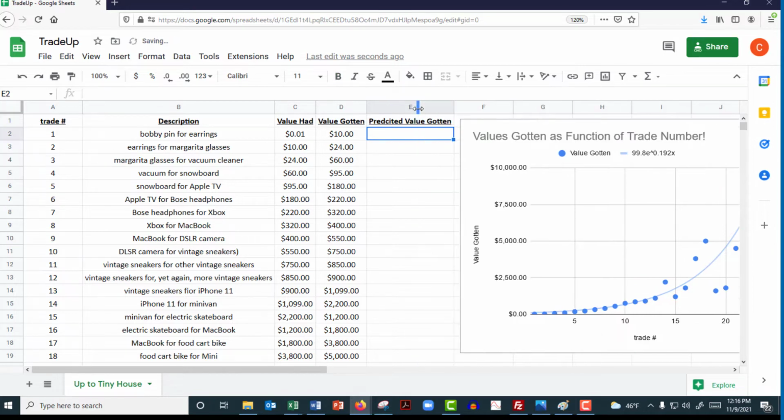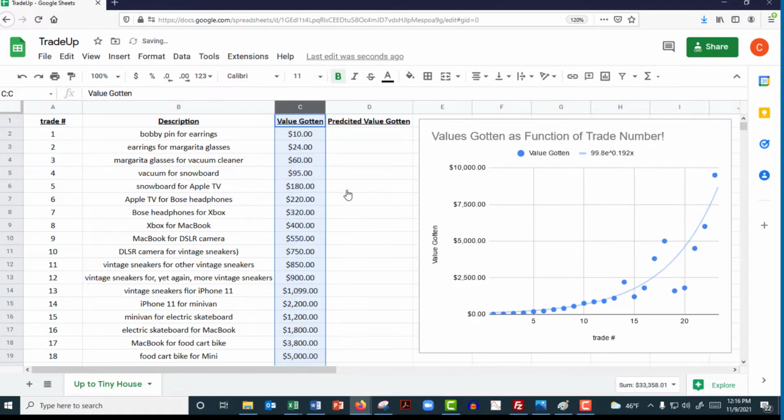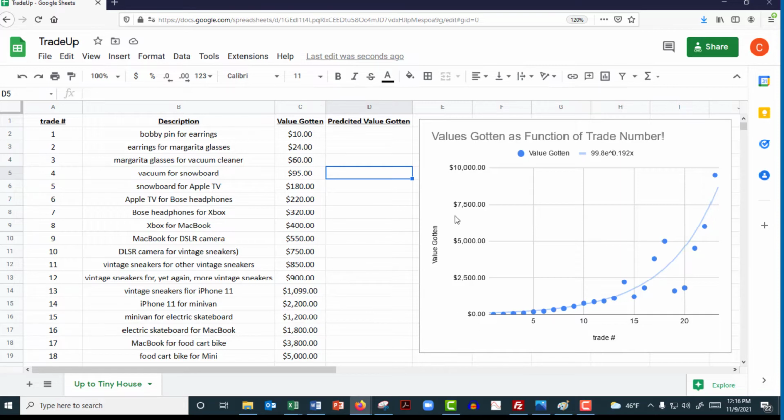Let's move some stuff in here. As a matter of fact, if it's okay with y'all, I'm just going to go ahead and delete the value had column. We don't even need that, right? I mean, all we're graphing here is the trade number on the horizontal and the value gotten on the vertical. And then we're going to have the predicted value. Maybe I should spell predicted correctly. I don't know, maybe. So there we go. All right.